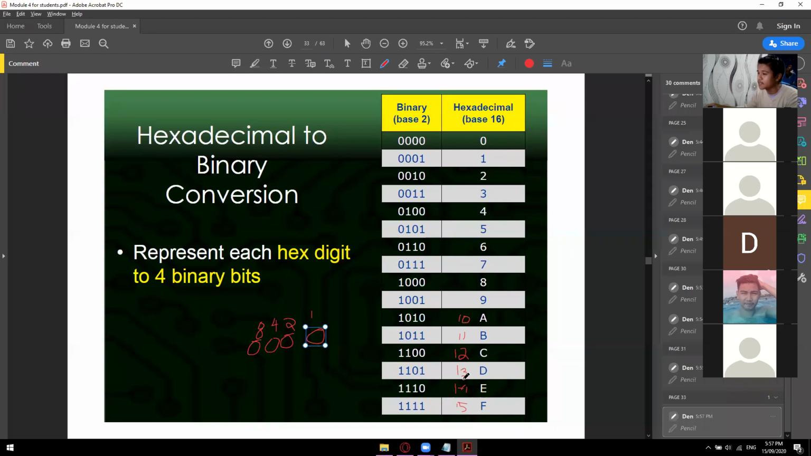So, kapag kailangan natin ng 13, so, ang value niyan is 8 plus 4 plus 1. Okay. Having a value of 13, wherein 13 in hexadecimal is letter D. And so on and so forth. So, ganun pa rin. Okay? And then just take note, if it's hexadecimal, so we'll be needing 4 binary bits or 4-bit.